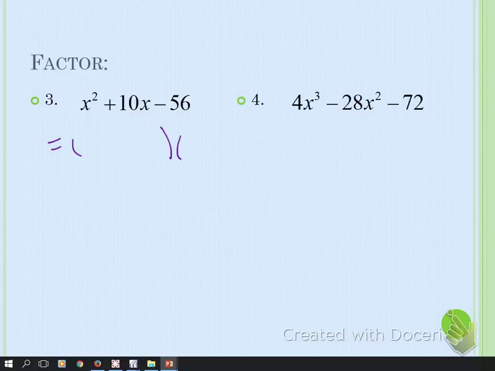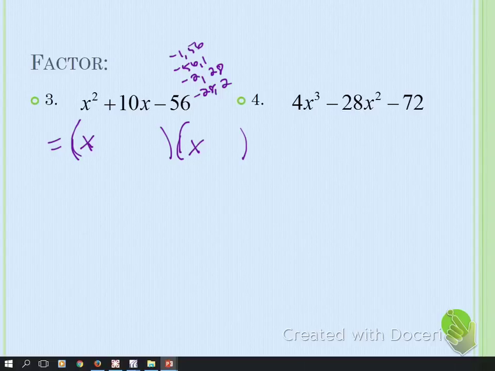Two more here. Number 3, again, we would go looking for a GCF, but the only greatest common factor is a 1, so we're not going to worry about factoring that out. So the factor of the first term, x and x. Now we need factors of negative 56. We can go negative 1 and 56, negative 56 and 1. Negative 2 and 28, negative 28 and 2.